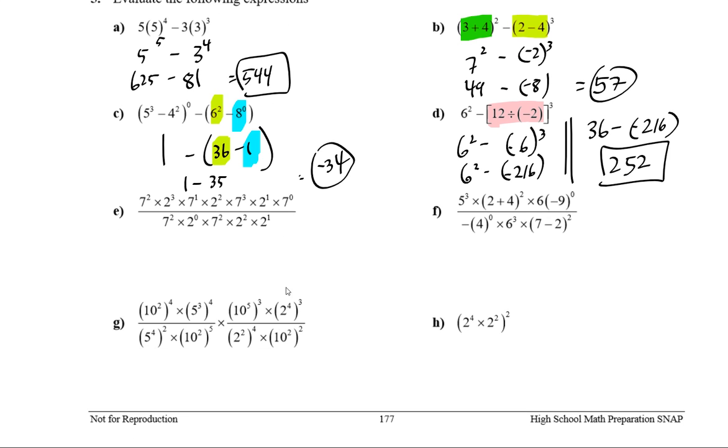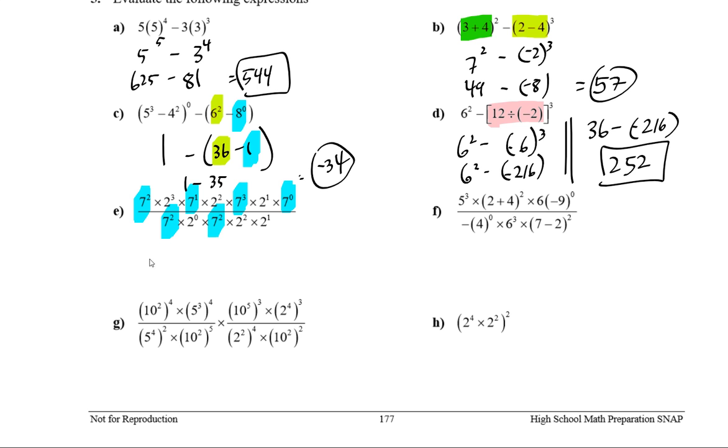Next, we've got 7 squared times 2 squared times 7 cubed times 2 to the power of 1 times 7 to the 0, over 7 squared times 2 to the 0 times 7 squared times 2 squared times 2 to the 1. Let's collect all of our 2's and our 7's. Keep the ones with the same bases, right? That's a 7 base, 7 base, 7 base, 7 base, 7 base. There's all our 7's.